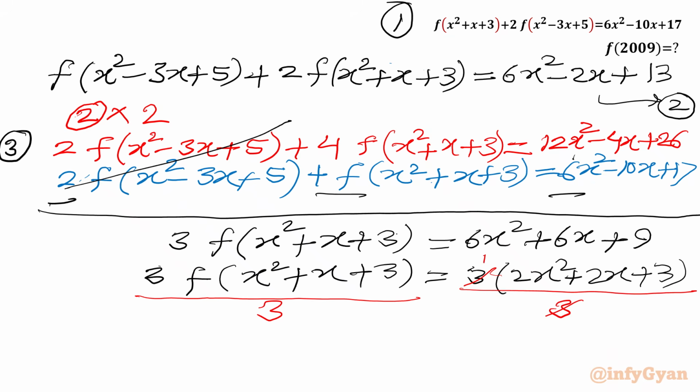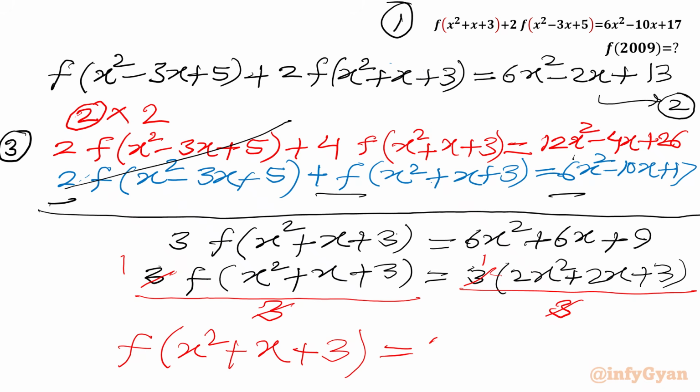3 over 3 will become 1. So we will get f of x square plus x plus 3 in LHS, and in RHS we have 2x square plus 2x plus 3.